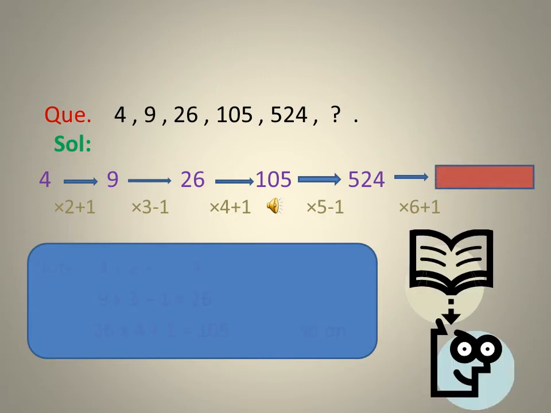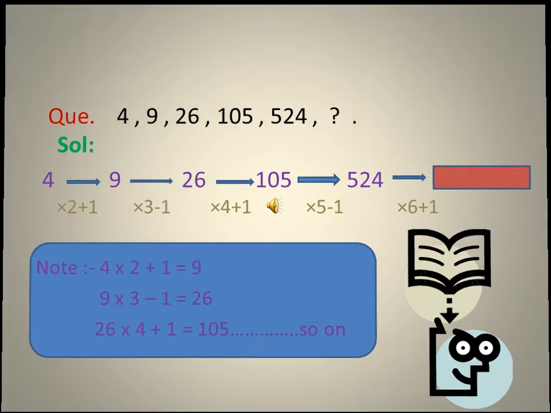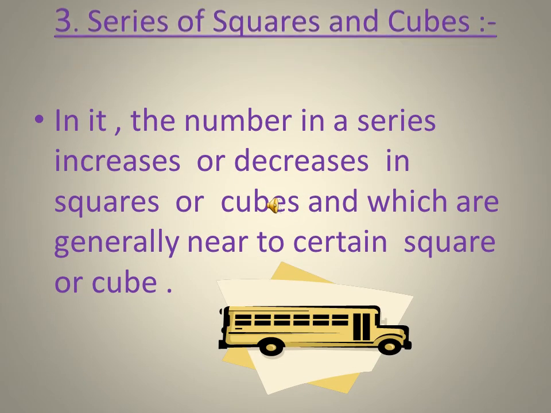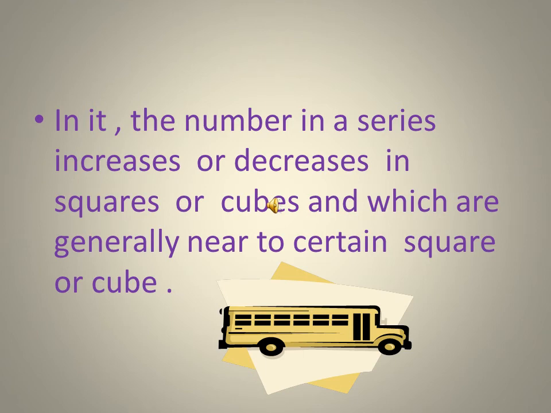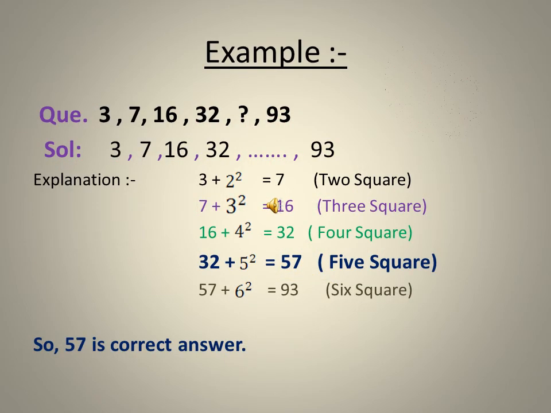Now third is series of squares and cubes. In it the numbers in a series increase or decrease in squares or cubes, and are generally near a certain square or cube. Now let's see the example of squares. 3, 7, 16, 32, question mark and 93. The explanation: 3 plus 2 square equals 7. 7 plus 3 square equals 16. 16 plus 4 square equals 32. And 32 plus 5 square equals 57.